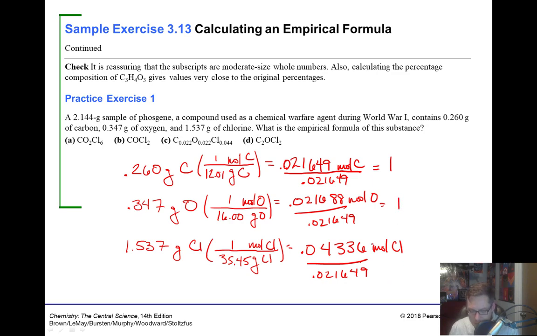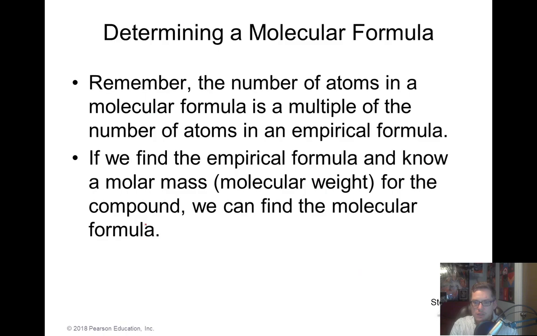For the last one, we'll just go ahead and type it out because it might turn out funny. Nope, so this is 2.003, so that just becomes 2. So we've got 1 carbon, 1 oxygen, and Cl2. So phosgene is COCl2 is the empirical formula. All right, pretty awesome stuff.